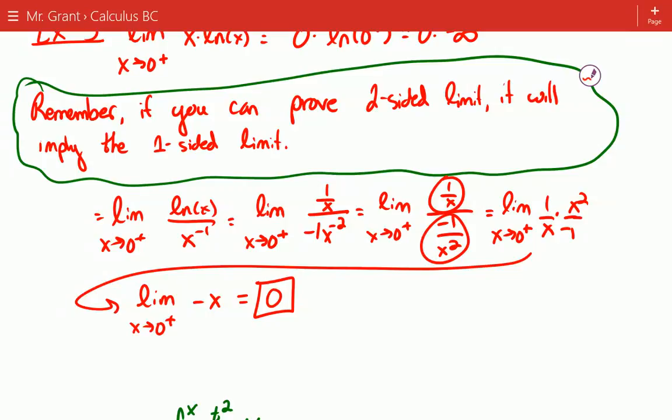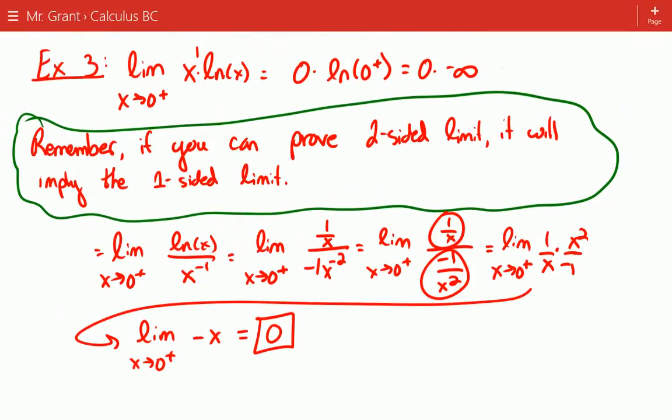Again, this type of problem is not super common. I haven't seen it on the AP test. You'll probably see it in your book, though. Don't spend a ton of time on it.